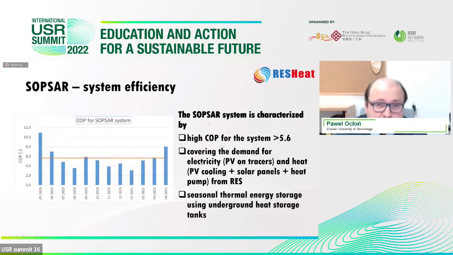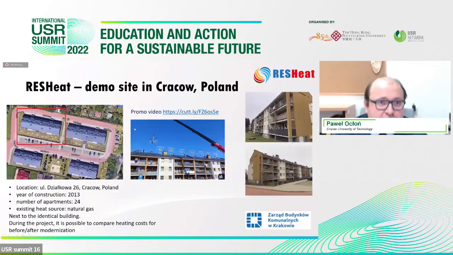What made this possible is that we are using floor heating and wall heating, so the load temperature is quite low, 35-40 centigrade at the maximum. So this COP was high. But actually, we have a challenge, because we have an older building built in 2013 with 24 apartments, with a natural gas boiler. Here we have a photo from the installation of SunTrack solar collectors.